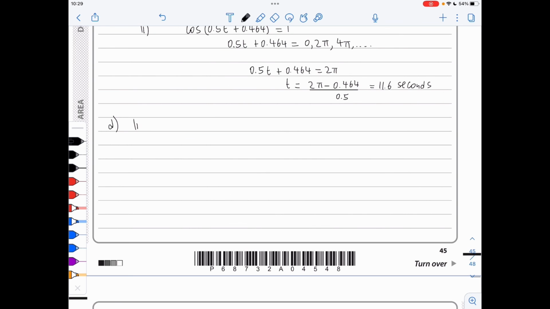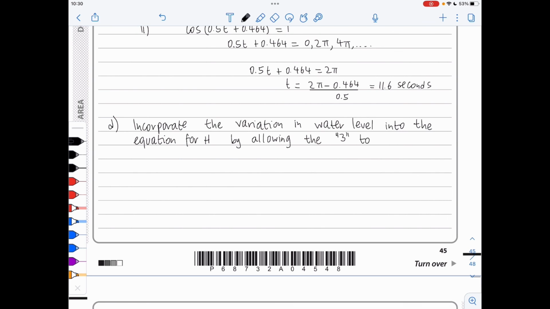So we incorporate the variation in water level into the equation for H by allowing the 3 to vary. We need to refer to the 3 here. We need to show we appreciate the fact that the 3 is the fixed height above water level at which the center of the wheel is found, and we need to allow this 3 to vary.